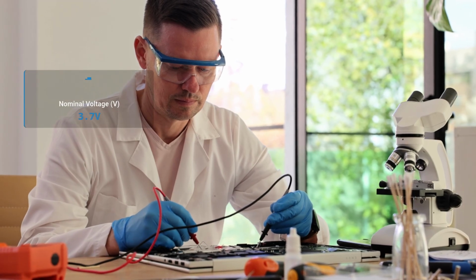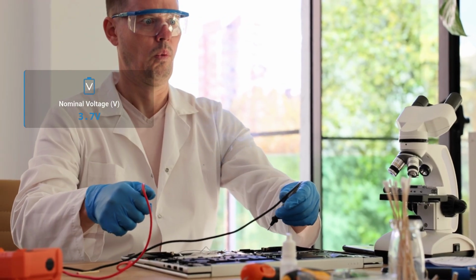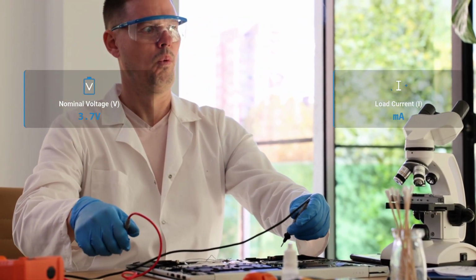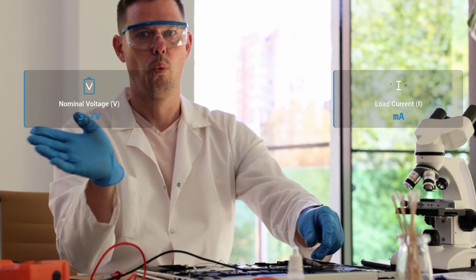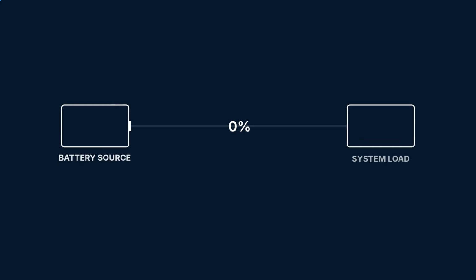Next, input the nominal voltage in volts, typically 3.7 for single-cell lithium batteries. Then specify your load current in milliamps. This is how much current your device draws during operation. Finally, set the system efficiency as a percentage between 1 and 100. This accounts for losses in your voltage regulators and power conversion circuits.